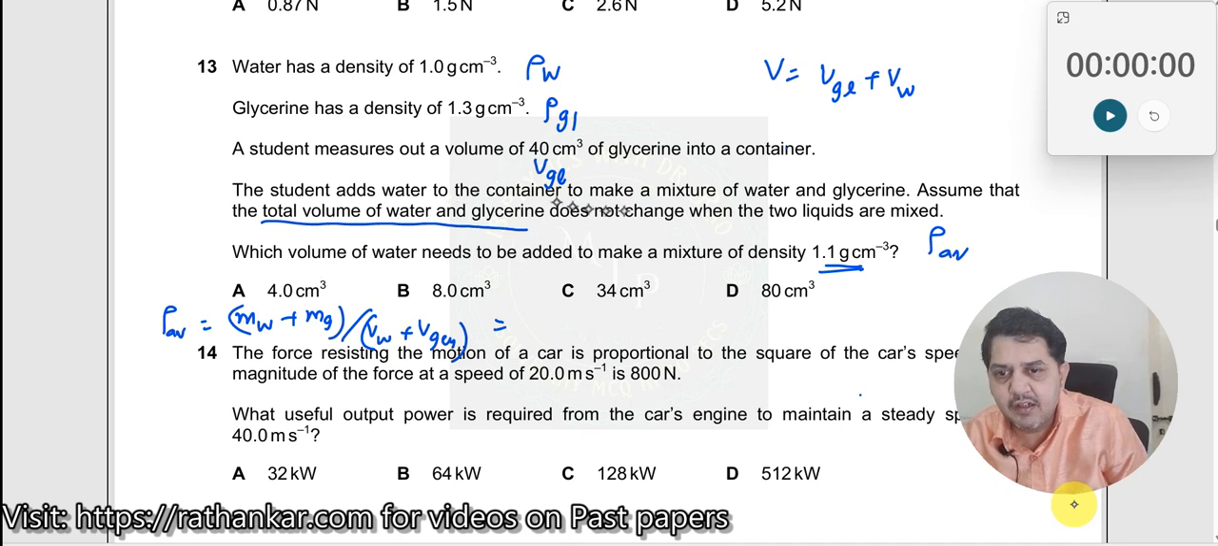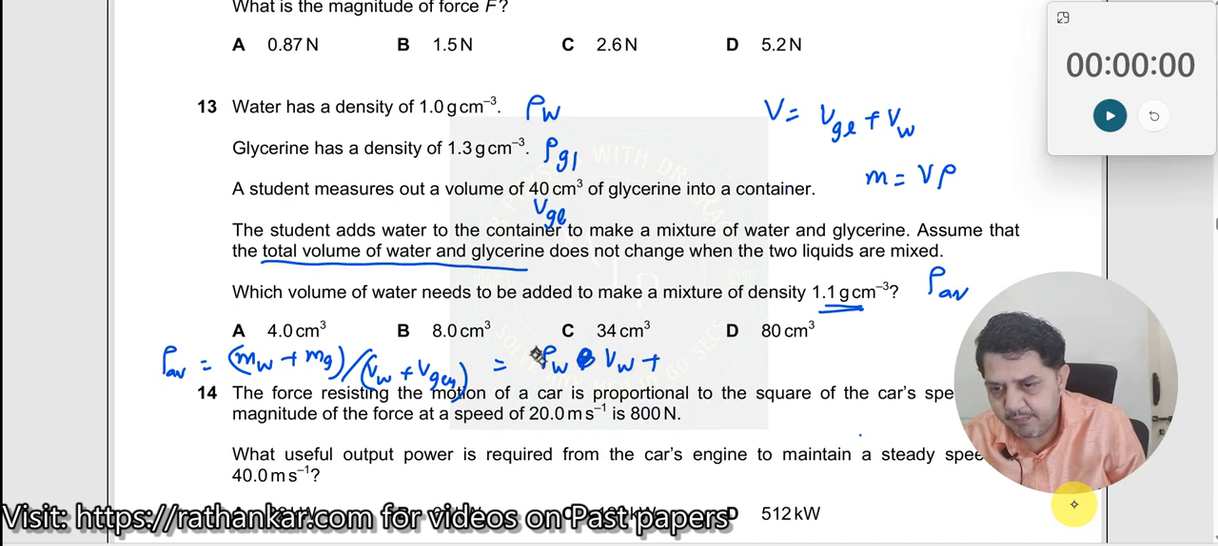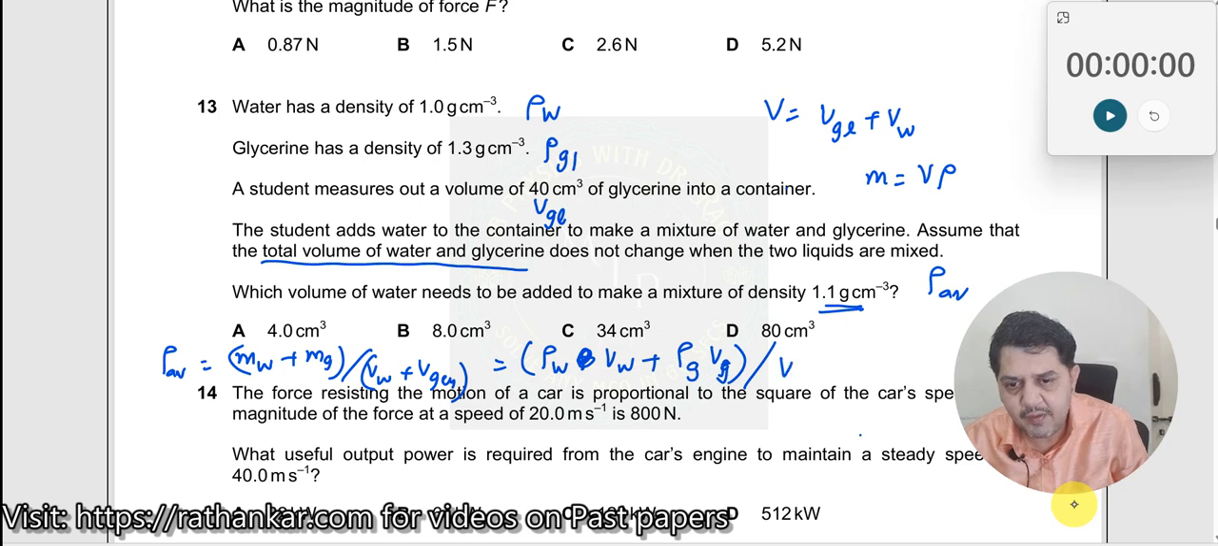Now, what is mass of water? Look at the quantities here. Volume of glycerine is given, the density of water is given, density of glycerine is given. Can you find out volume of water? No, you cannot find. So mass of water you cannot find directly. So what I will do is I will write mass is equal to volume multiplied by density. So I can write this as density of water multiplied by volume of water plus density of glycerine multiplied by volume of glycerine, divided by volume of water plus volume of glycerine. I can write like this.